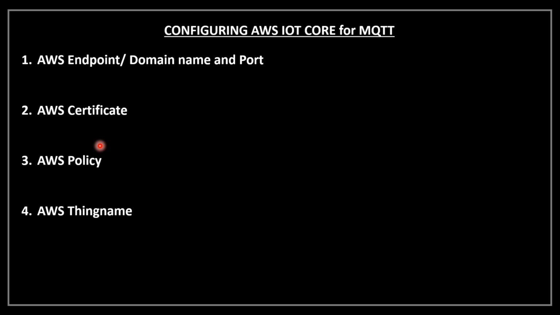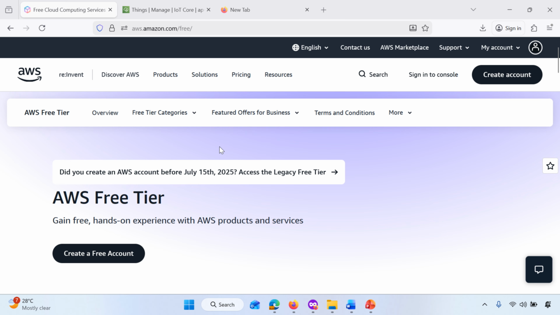So now let us start with configuring the AWS IoT Core for MQTT. These are the features of AWS IoT Core: security, policy, thing name, and endpoint. Before understanding these features and how to configure them on the AWS console, first you have to open a free tier AWS account. I have not prepared a video for this because it is a straightforward process. I will share the link in the description. You can click on the link and create your account.